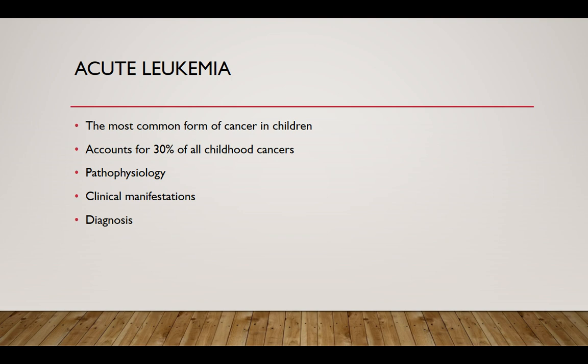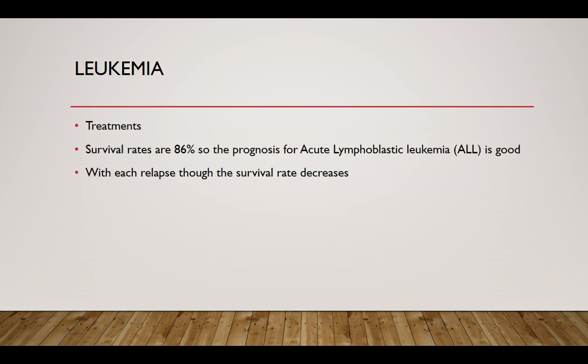Acute leukemia, like I said, is the most common form of cancer for children and accounts for 30% of all children's cancers. Pathophysiology: leukemia is an uncontrolled reproduction of deformed WBCs. Despite intense research, its cause is still unknown. So there's no cure for it. Leukemia treatments: survival rate is as high as 86%.